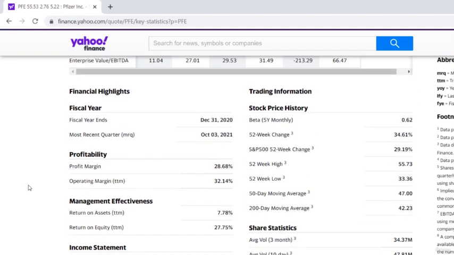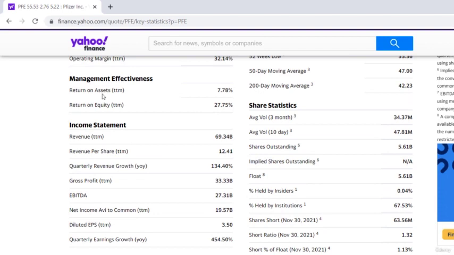If we look at some of these management effectiveness measures, I'm going to scroll down here. We've got return on assets, return on equity, TTM. What was that again? Trailing 12 months. This is backward looking, so you get a feel for how they've been doing. So we're looking for something above 5% in return on assets to be good. 7.78 is above that. That's good. If you're above 20%, that's amazing. That's really terrific. But this is pretty good in general. Not excellent, but good. Return on equity, anything above 14% is good.